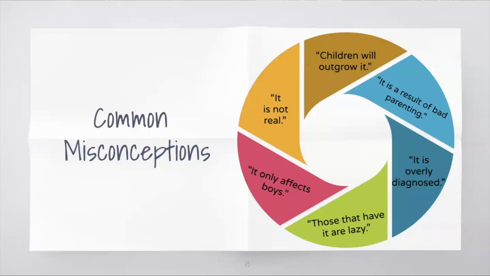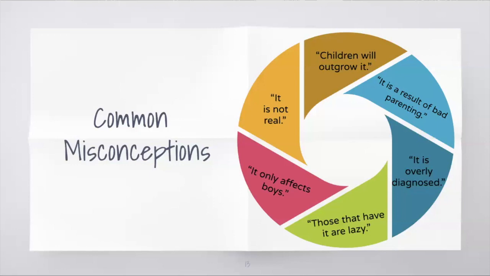Another common misconception is that children will outgrow it. 4% of adults currently have ADHD, so it's not something that children outgrow. According to research, children learn how to manage it and how to focus and be more mindful of their behavior as they grow up. But it's not like as they age that the ADHD just goes away.